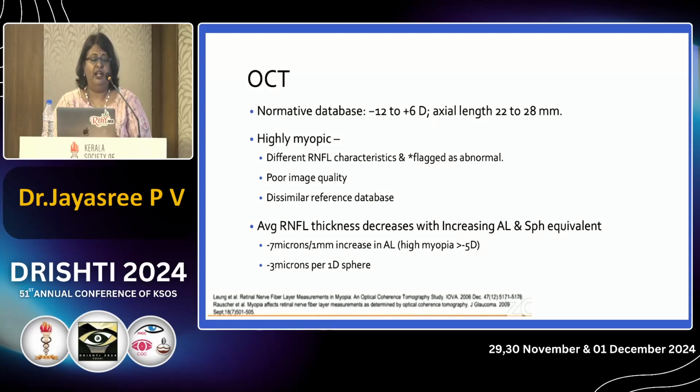You don't have good RNFL characteristics. They are flagged off. Poor image quality is a problem. Dissimilar database is a problem. And the average RNFL thickness itself reduces. A 7 micron reduction happens for each 1 millimeter increase in axial length. For each 1 diopter increase, minus 3 microns reduces.